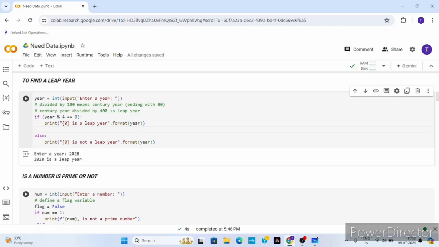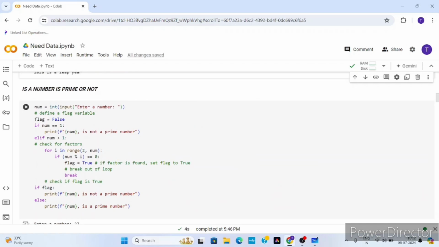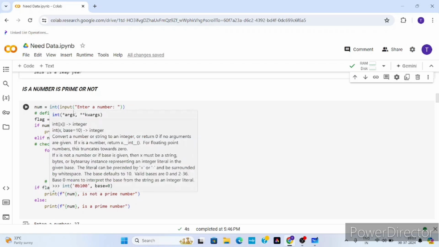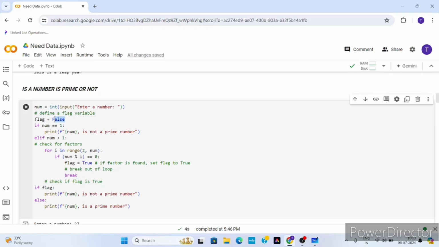Then next, you want to check whether a number is prime or not. In this, I'm going to get a number from the user. It is an integer data type, and I'm just using a flag. The flag is just for our assumption. You can use any variable. I'm just setting this as false. This false and true are also known as Boolean values. If number equal to 1, it is not a prime number. We know that the prime numbers start from 2.